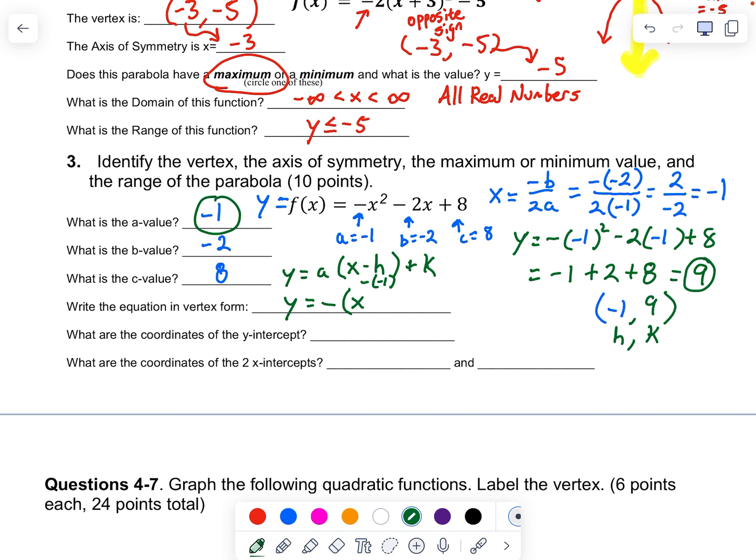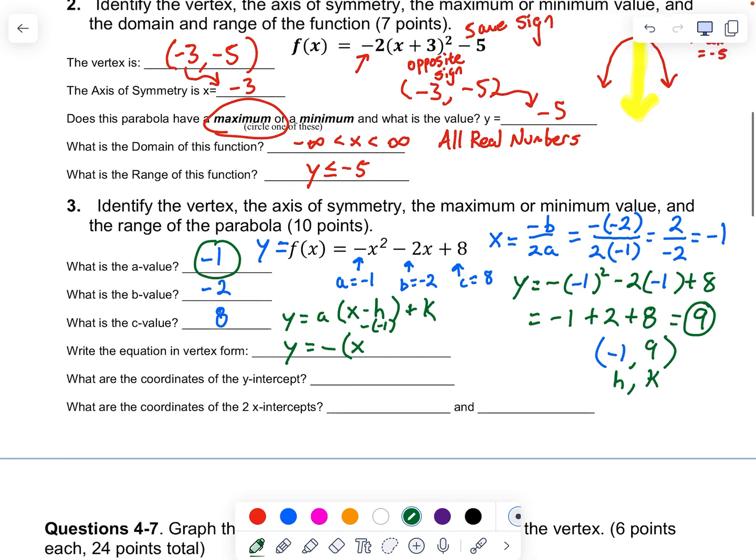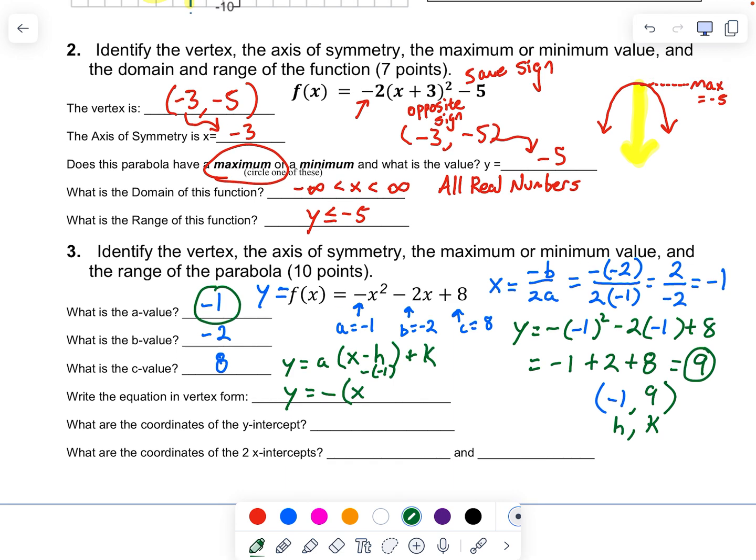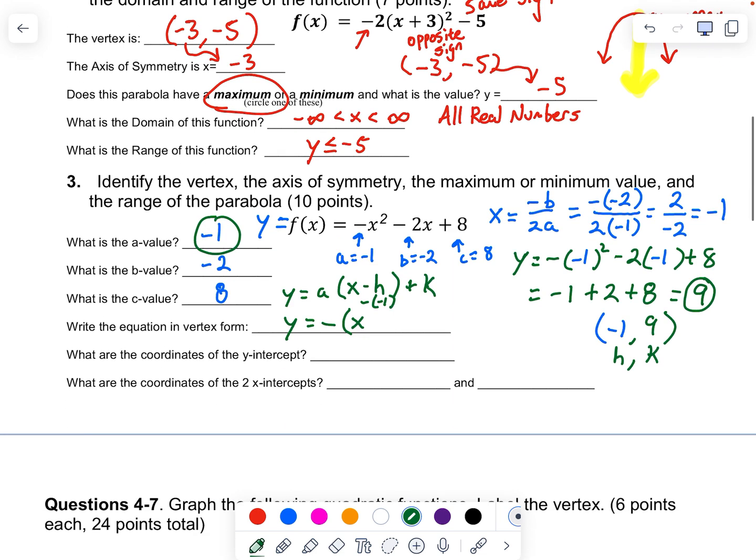Or if you think about it, what I said earlier, in vertex form, we always take the opposite sign of what is in parentheses. So we're not going to put in a -1 here. We're going to put in a +1. Don't forget your square. And then we'll use the same sign on the outside of the parentheses. So that was a +9.